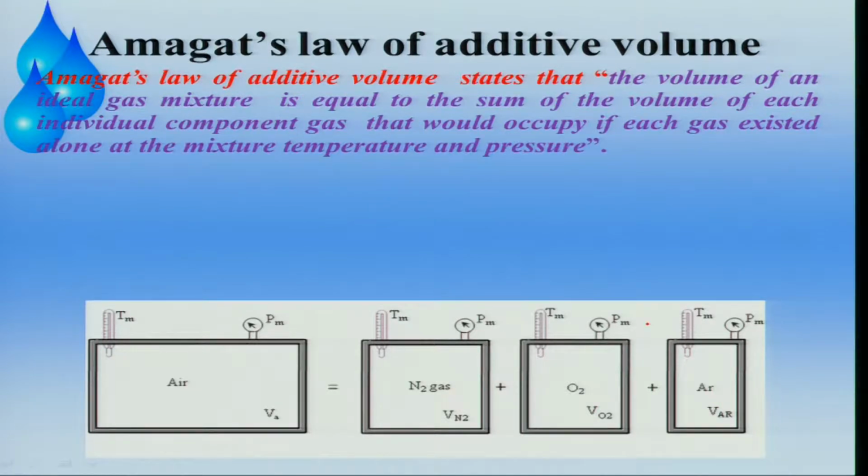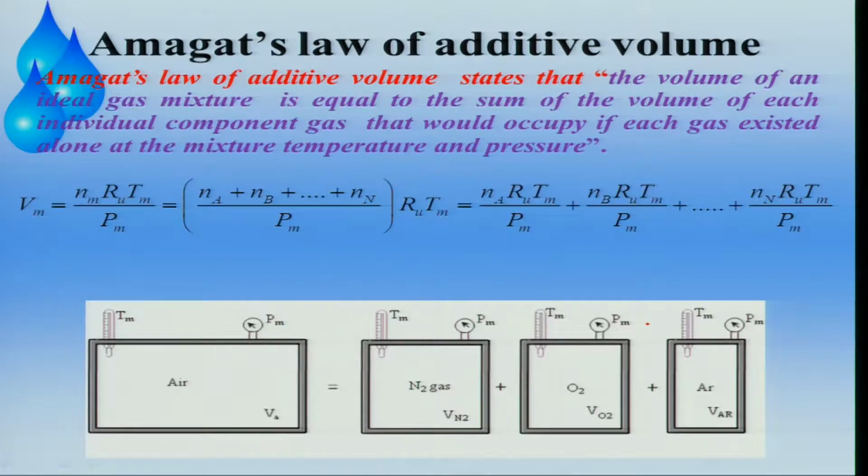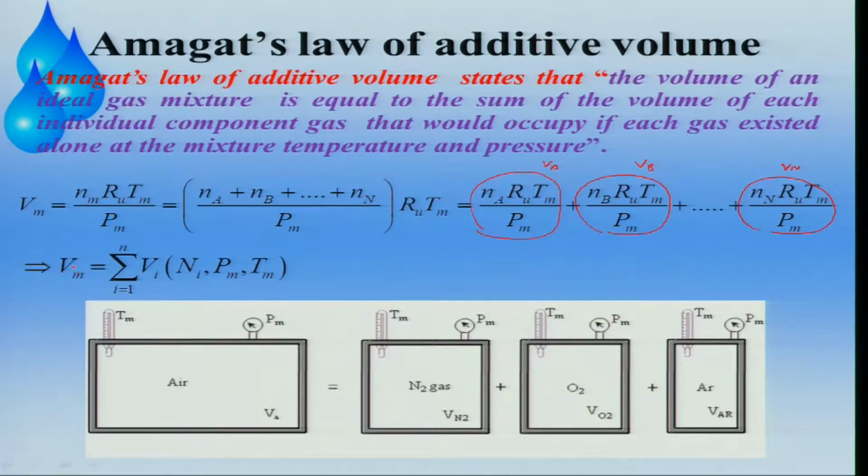Keep in mind, that is a very important one. So, if you look at it mathematically, what is that? V_m is equal to, again using the ideal gas law, N_m R_u T_m by P_m, and in place of N_m I can write N_a plus N_b plus up to N_n, right. If I separate this out, this is nothing but your V_a, similarly this will be V_b, like that it goes on to V_n. So, we can write that V_m of the mixture will be the summation of the individual volumes, or volume occupied by each gas in the mixture.